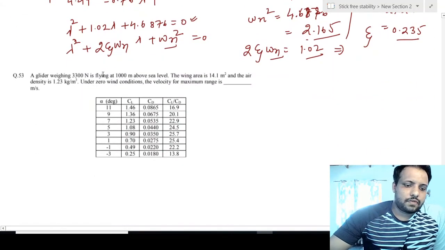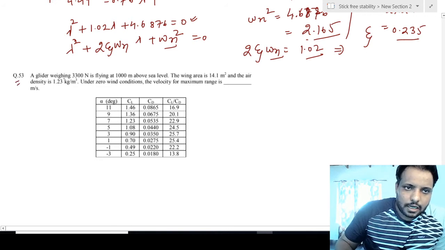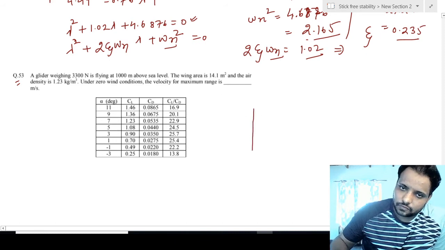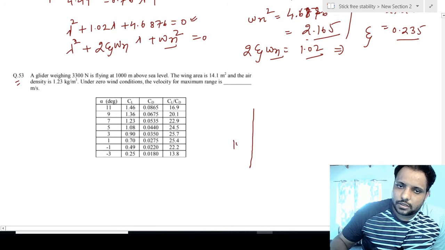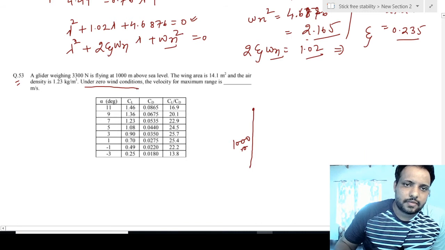next is question number 53. In question number 53, a glider weighing 3300 newtons is flying at 1000 meters above sea level. So this is 1000 meters, and the glider position is somewhere here. The wing area is 14.1 square meters and the air density is 1.23 kg per meter cube. Under zero wind conditions, which means there is no additional disturbance, the velocity for maximum range.